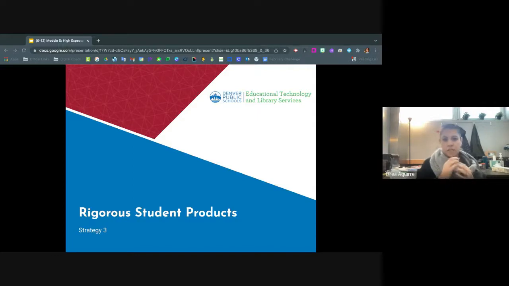All right, so this is strategy 3, which is rigorous student products. What we really want to do, especially because we have a smaller group this morning, is tailor this towards you, make sure that you are getting everything that you need out of it. And so we're really going to ask for your responses and engagement when it comes to what you need out of this session.